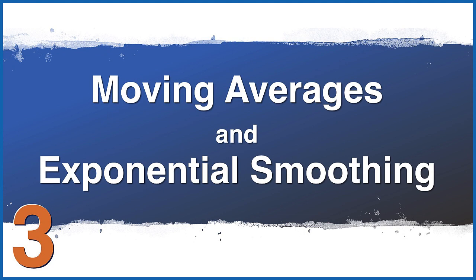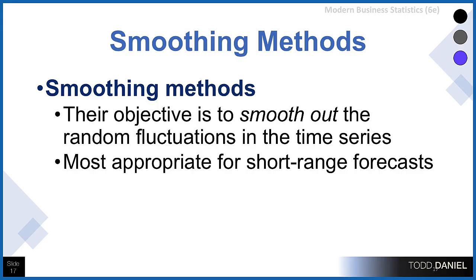So now we're going to go into moving averages and exponential smoothing. So that sounds like a lot, doesn't it? Moving averages, exponential smoothing. What is that all about? Well, smoothing methods, the objective is just to smooth out those random fluctuations that we see in our time series. Now these work best for short-range forecasts. They don't work well for the long-term type of forecasts.